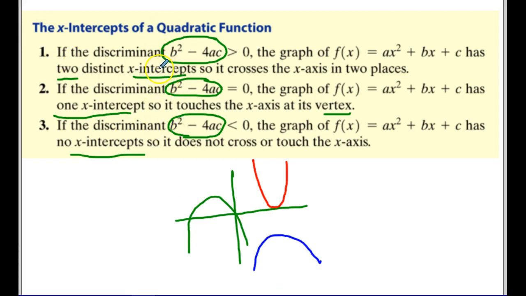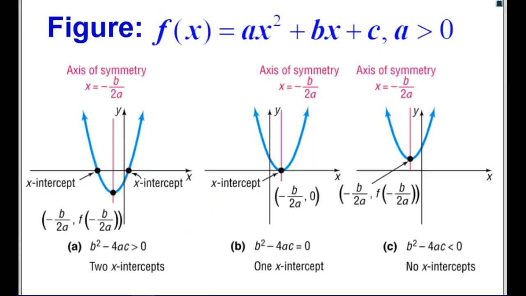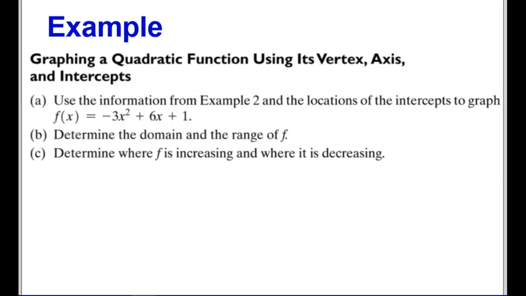And this is the easiest way we can find those things. Okay, so again, here's kind of the graph of what we were just looking at. So I can cross it twice, I can touch it once, or I don't have to touch it at all. And this will tell me my x-intercepts. So we're going to use the same quadratic that we've looked at before and actually start graphing it now.